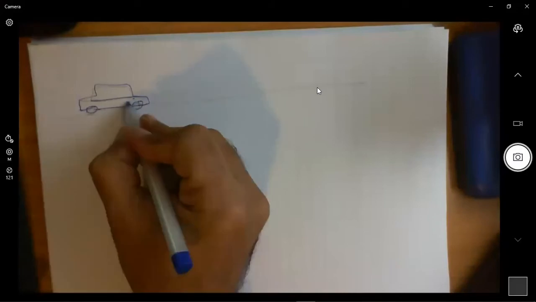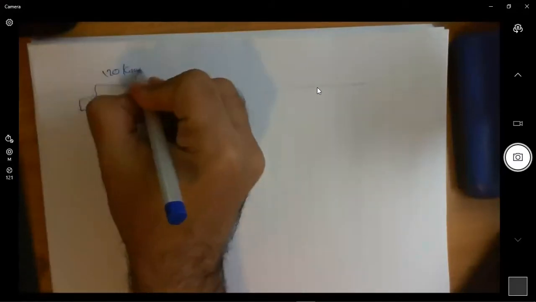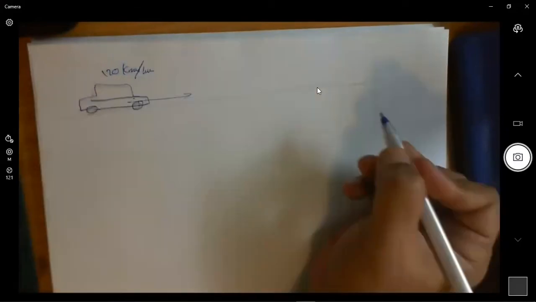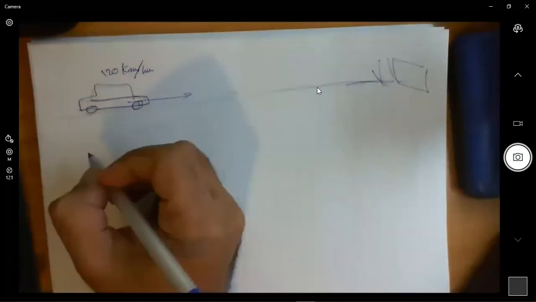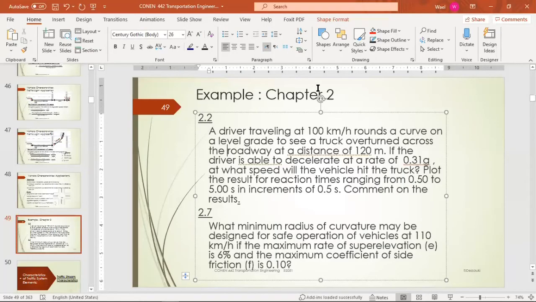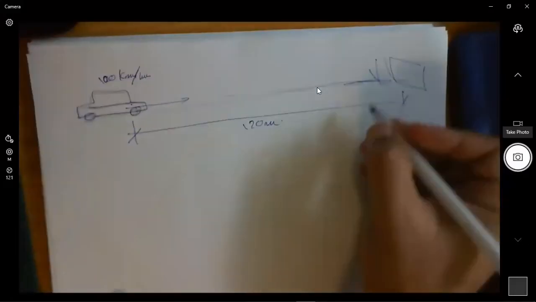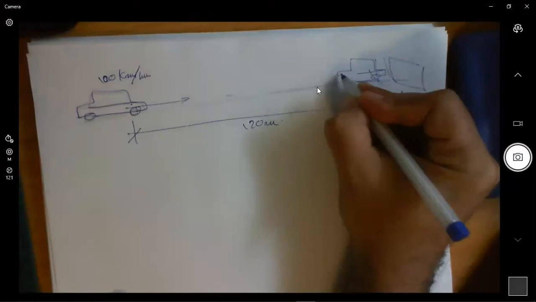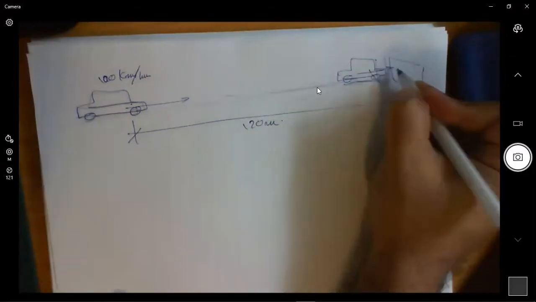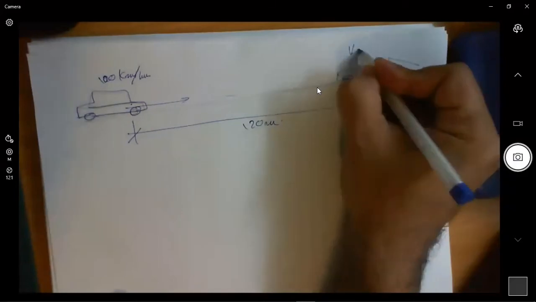A vehicle is driving on a road at 100 kilometers per hour and sees a truck overturned in a curve at a distance of 120 meters. Now the question: when this vehicle arrives at that point, is it going to hit the truck or not? And if it's going to hit the truck, at what speed? So V final equals how much?